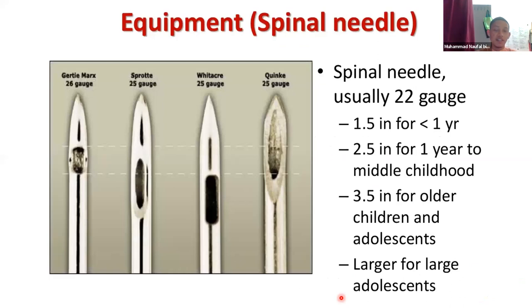Okay, next. This is the equipment, which is the spinal needle. There are many types of spinal needle, and usually in this procedure we use 22 gauge. For the size, below 1 year old we use 1.5 inch, for 1 year to middle childhood 2.5 inches, and for older children and adolescents 3.5 inches. And for large adults, we use a larger size.